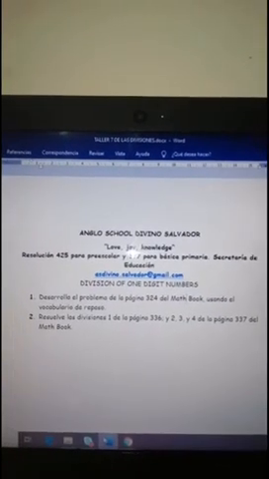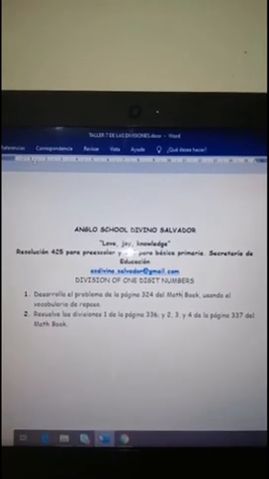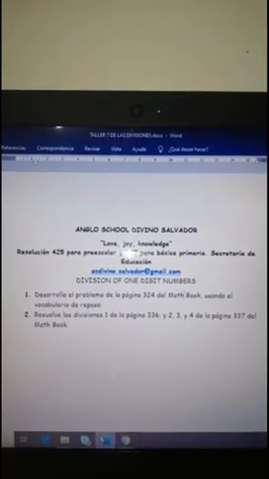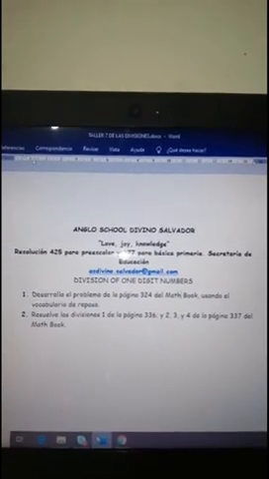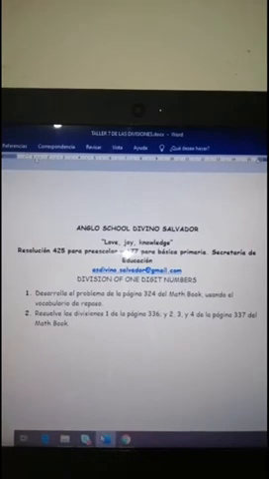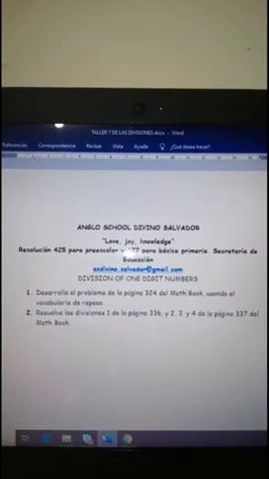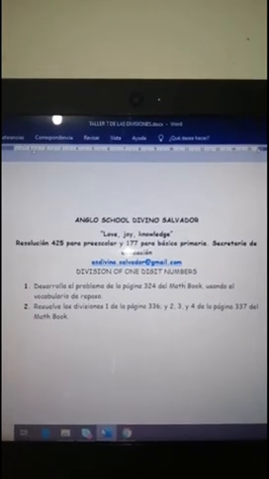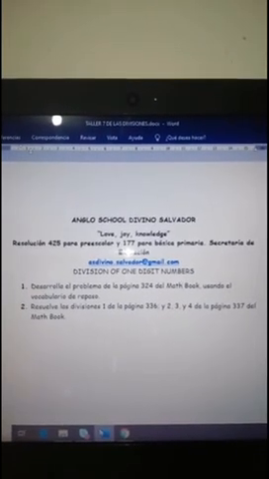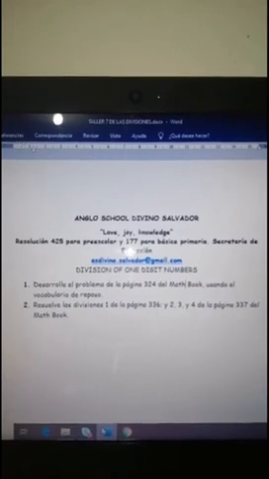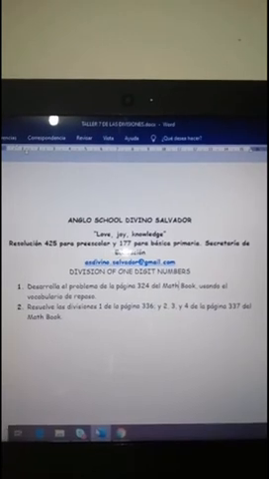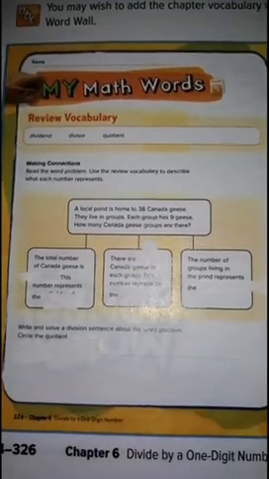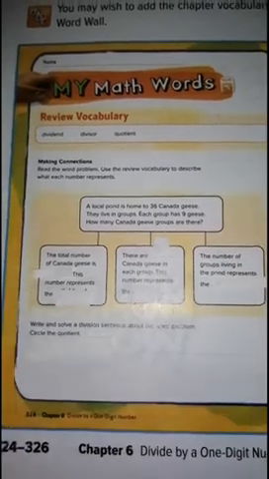Okay, my dear students, division of one-digit numbers. Point number 1. Desarrolla el problema de la página 324 del math book usando el vocabulario de repaso. Point number 2. Resuelve las divisiones 1 de la página 336 y 2, 3 y 4 de la página 337 del Mathbook.